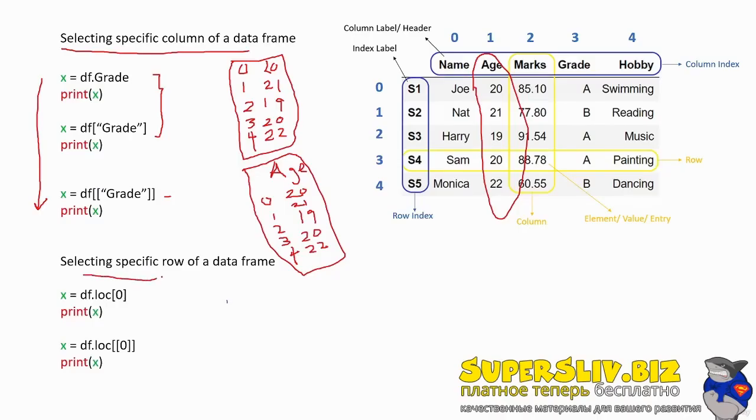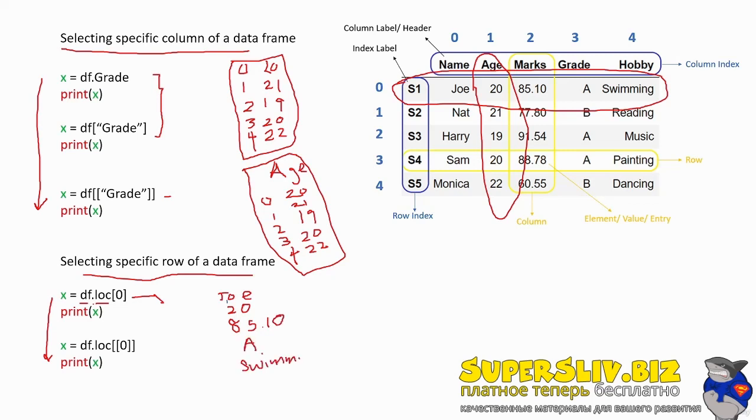Now let us see how to select a specified row in a data frame. So these are the syntaxes for selecting a specified row. First we have to specify the name of the data frame. Then we have to put a dot. Then we have to type loc. Then within the square brackets we have to specify the index of the row. So this command will return this row as a pandas series. So the output will be Joe, 20, 85.10, A, Sammy. Then there will be indexes 0, 1, 2, 3, 4.